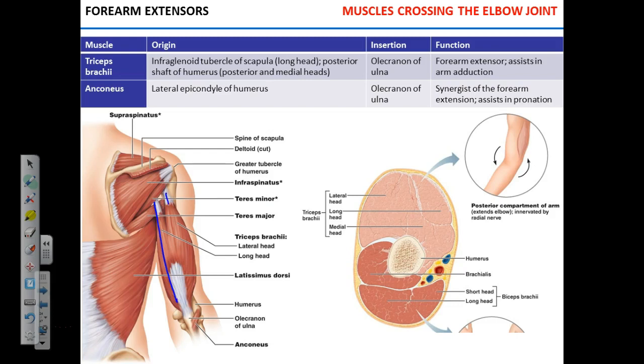Triceps brachii, the posterior muscle of the upper arm. It has origin at the humerus and scapula. So you can see the head that originates at the humerus, and this head will originate at the scapula. And it is inserted into the olecranon of the ulna. It is inserted here in the ulna.